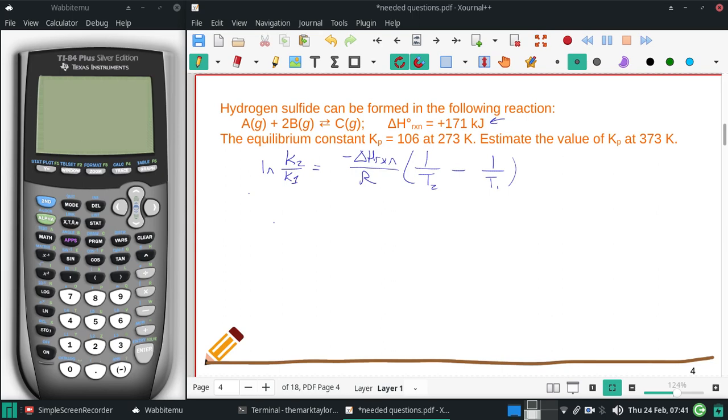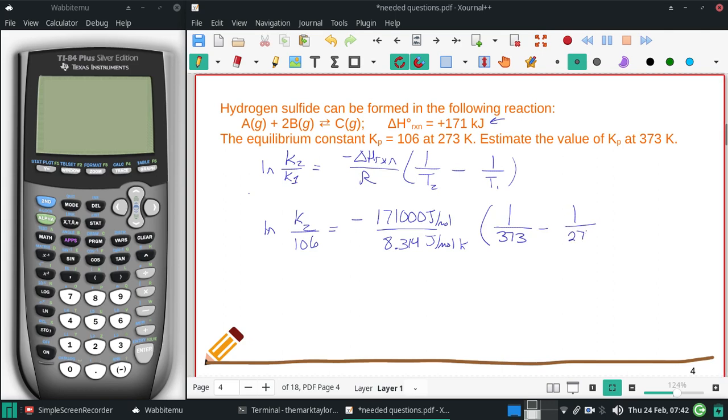To keep this convenient, I'm just going to call the 10^6 K1, and therefore we're going to solve for K2. So this is the 10^6. I'll put in the delta H as 171,000 joules per mole. The R is the energy one, so 8.314 joules per mole Kelvin. And then our two temperatures. T2 is the one that would pair up with our unknown K, so that is the 373. And this will be 273.